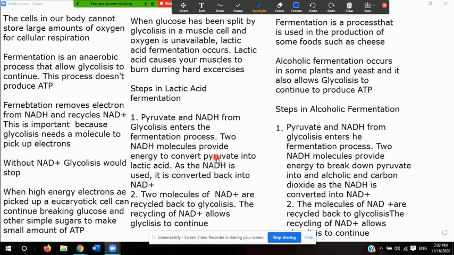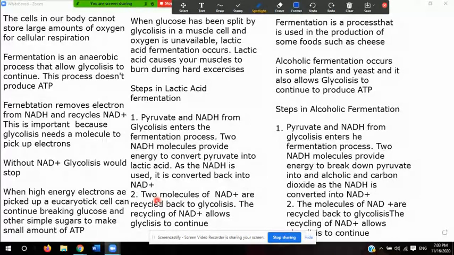2 NADH molecules provide energy to convert pyruvate into lactic acid. As NADH is used, it is converted back into NAD plus. So basically, pyruvate and NADH from glycolysis enter the fermentation process. And then what happens is that the 2 molecules of NADH provide the energy to convert that pyruvate into lactic acid. And as this happens, at the same time that the NADH is being used, it's converted back into NAD plus and it's recycled.